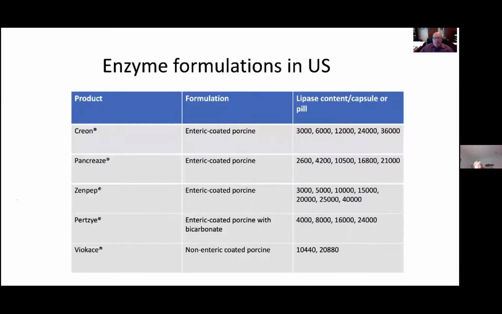So these are the products that are at least currently available in the United States. They're all brand name products. They come in various sizes. The numbers there are the lipase content per capsule or pill. Four of these products are enteric coated. That is, they release at a particular pH, generally in the upper small bowel. One is non-enteric coated, which releases sooner, but is susceptible to degradation by gastric acid. That's Viacase. So you usually need co-treatment with an acid-reducing agent if you're utilizing Viacase.